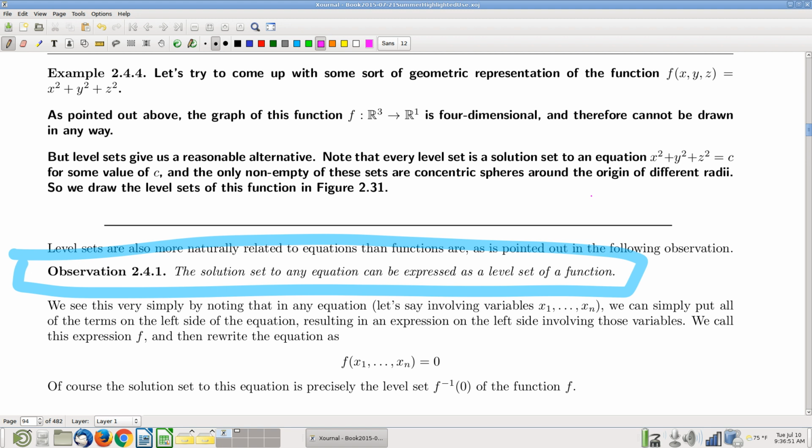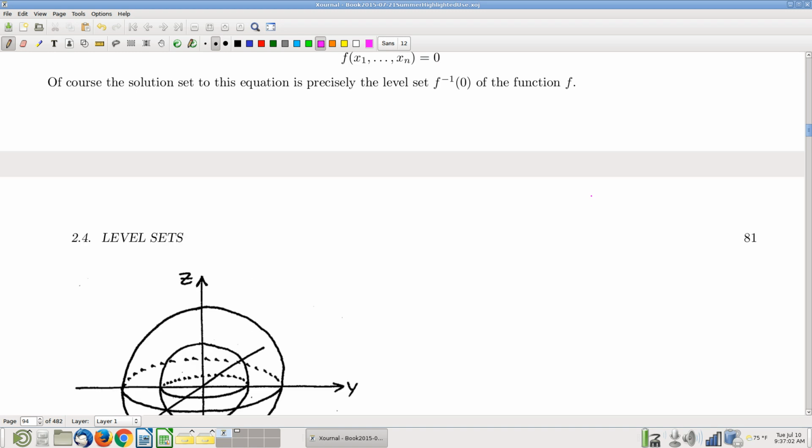That's awesome. Right? That's not true about graphs. Right? Not every solution set to an equation can be viewed as a graph of a function. Easy counterexample is a circle.